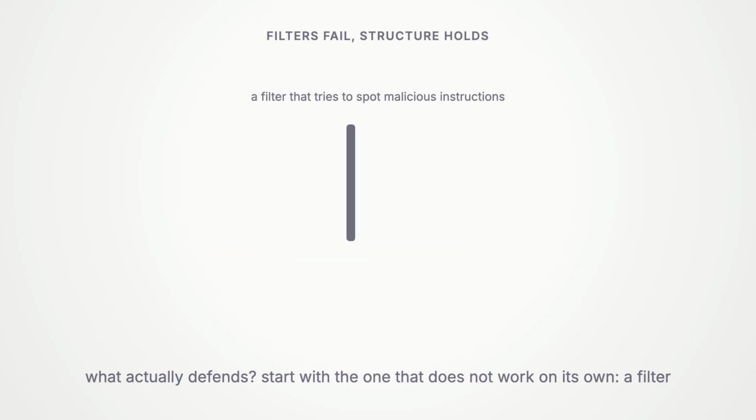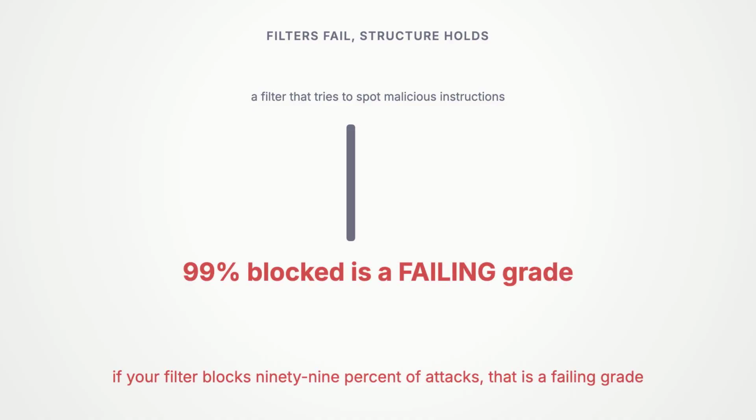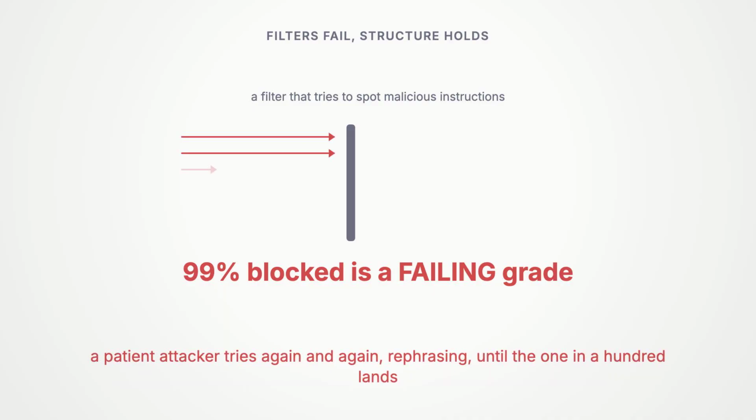So what actually defends against this? Start with the one that does not work on its own. People reach for a filter, a model that tries to spot malicious instructions and block them. Useful but never your only line. And here is the line worth memorizing from the researcher who named this whole problem. If your filter blocks 99% of attacks, that is a failing grade. Why? Because a human attacker is not a flood you can mostly hold back. They sit there and try again, and again, rephrasing, until the 1 in 100 that slips through finally lands. A probabilistic shield against a patient adversary is a shield with a hole.